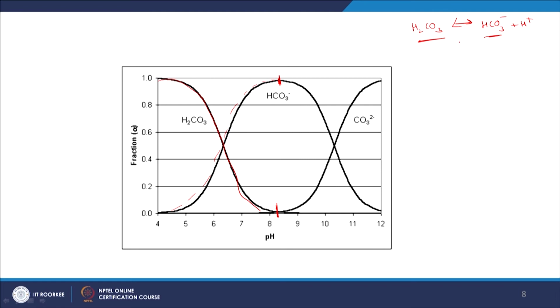And what is the Ka or pKa for this particular equation? It is 6.3, and that is what we see here. Then you have the other acid dissociation, HCO3- dissociating into CO3 2- and H+. And what is the pKa for this case? That is equal to 10.3, and that is what you see here, right. So, 10.3 and 6.3.